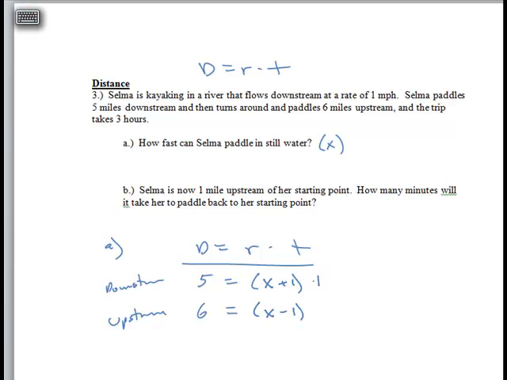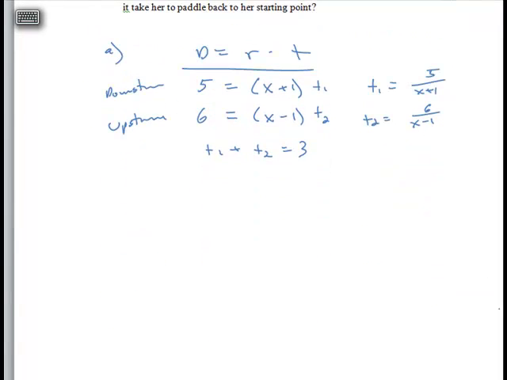Now these two times will probably be different. We don't know what they are, so we'll call one time t1 and the other t2. But we know these two times must add up to a total of 3 hours. So we have our equation here. Just take each one and solve for the time. t1 is going to be equal to 5 over x plus 1. t2 is going to be equal to 6 over x minus 1.